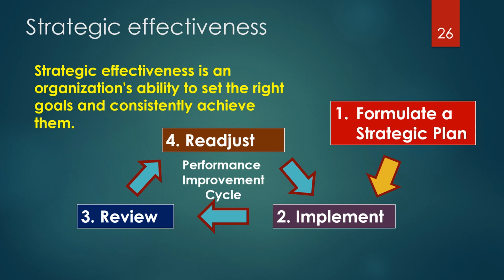Strategic effectiveness is an organization's ability to set the right goals and consistently achieve them. That usually is accomplished through a common cyclical performance improvement process of 4 stages. 1. Formulate a strategic plan. This is the grand entrance to the cycle. 2. Implement the plan. Remember, a good enough plan, not a perfect plan, is what is needed. 3. Review the plan. This is the evaluation phase. 4. Readjust the plan based on results of the evaluation.